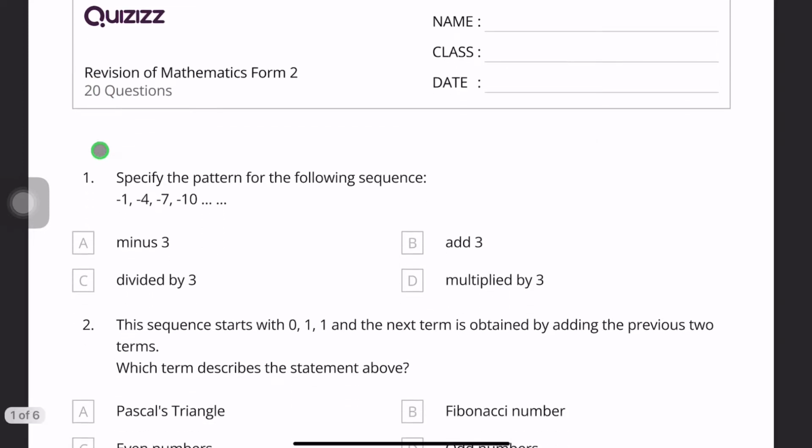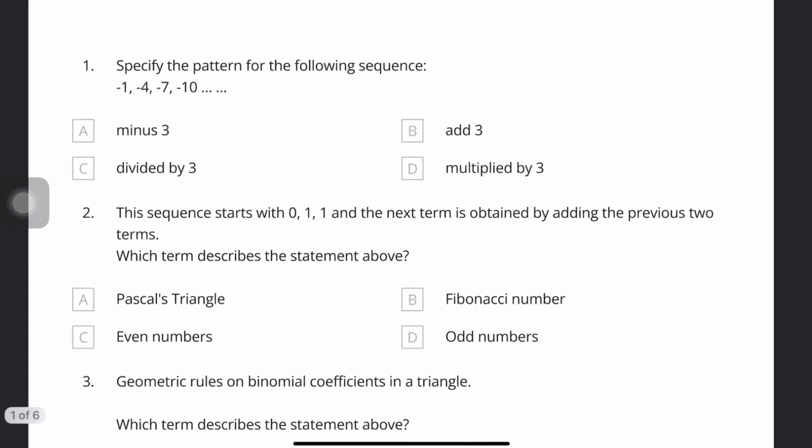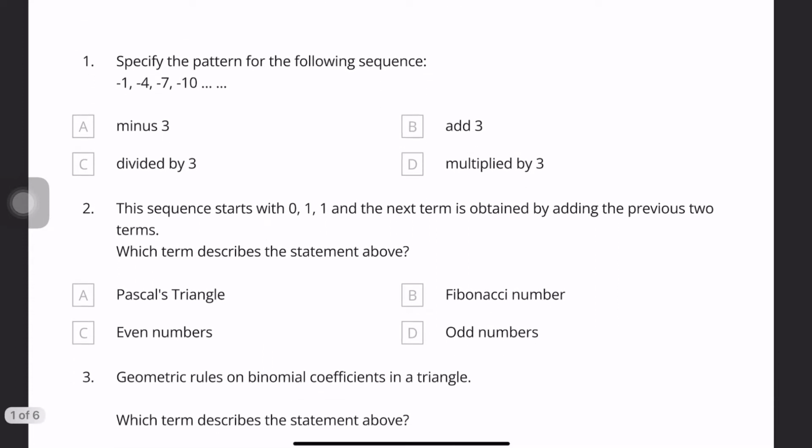So today we're going to discuss a set of 20 questions, a revision of mathematics Form 2. I hope you already tried these 20 questions. Today we're just going to go through them one by one, on how to solve the problems. So let's look at number one.